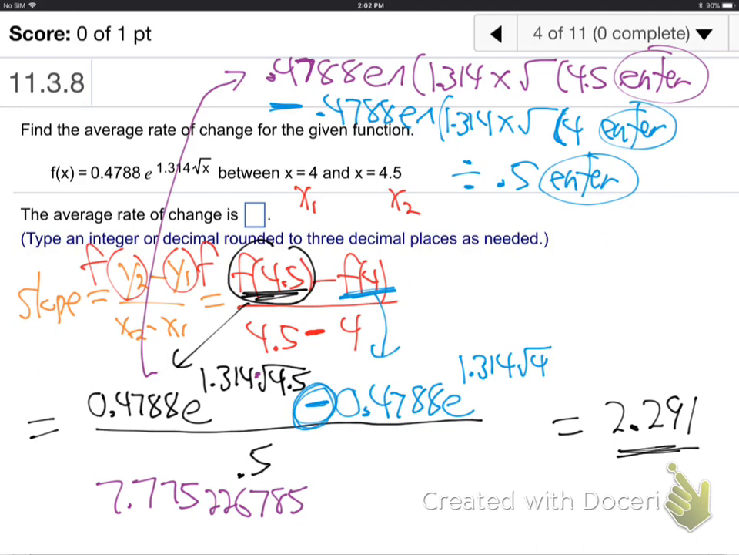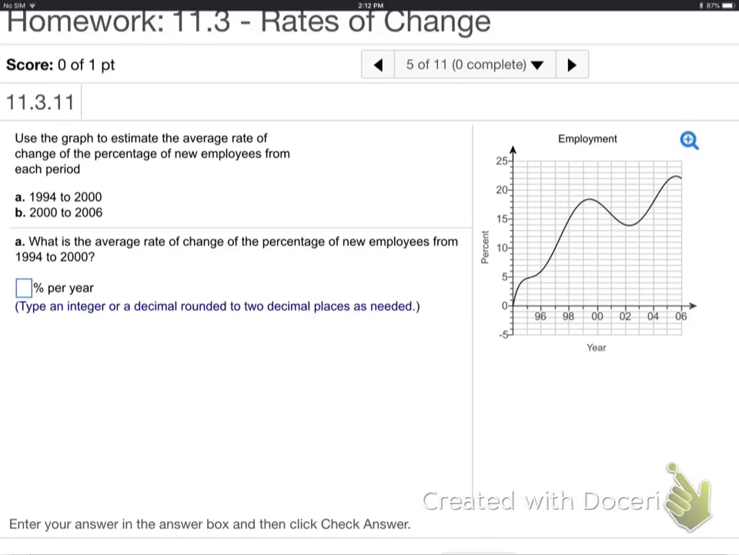All right, let's move ahead. They're trying to sink in the concept. I'm glad they're doing that. That's the purpose, to get you ready if you're going to take Calc, a little introduction to calculus. So use the graph to estimate the average rate of change of the percentage of new employees from each period. So from 94 to 2000. So here we go. And it's all by the graph there. So they're saying, hey, between 1994 and 2000, what's the average rate of change of the percentage of new employees?